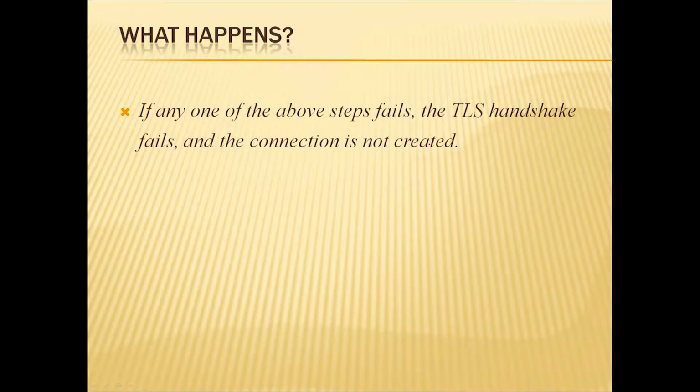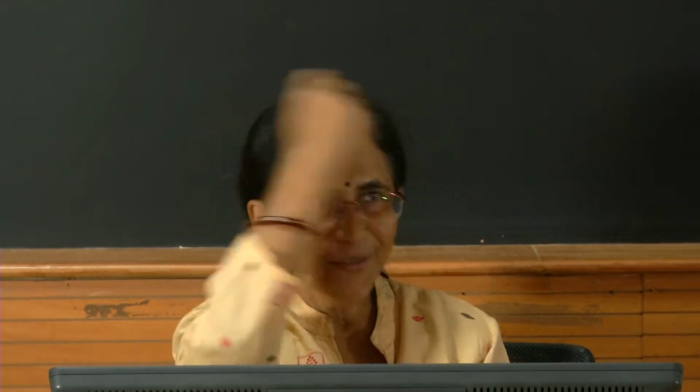If any one of the above steps fails, the TLS handshake will fail, and the connection will never be created. How do you do that? It is like looking into a path, and somebody has to put a blindfold over your eyes. It is not possible. So what we can think of here is that eavesdropping means you can see, but you cannot make out anything meaningful from it. That is what is meant basically.